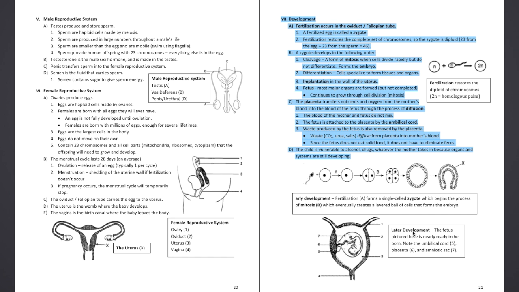Later development. The fetus pictured here is nearly ready to be born. Note the umbilical cord, 5, placenta, 6, and amniotic sac, 7.